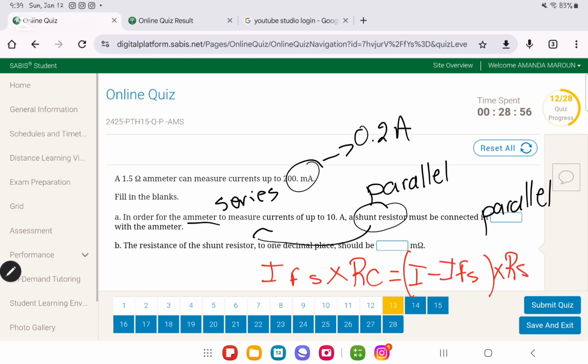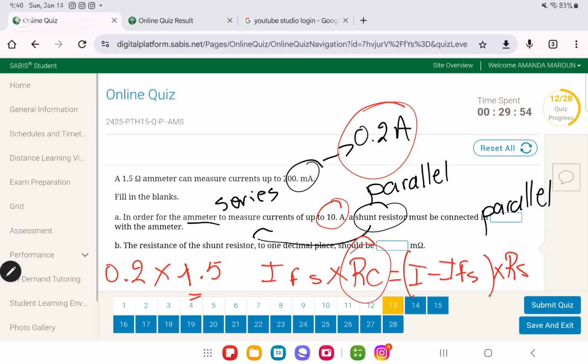So in this case, the full scale current is 0.2 amperes, multiplied by the resistance of the ammeter, which is 1.5, is equal to the total current, which is given here, 10, minus the full scale current, which is 0.2 amperes. So 10 minus 0.2 gives us 9.8 times the resistance of the shunt. So now, making it an equation, 0.2 times 1.5 is 0.3. 0.3 is equal to 9.8 times R.